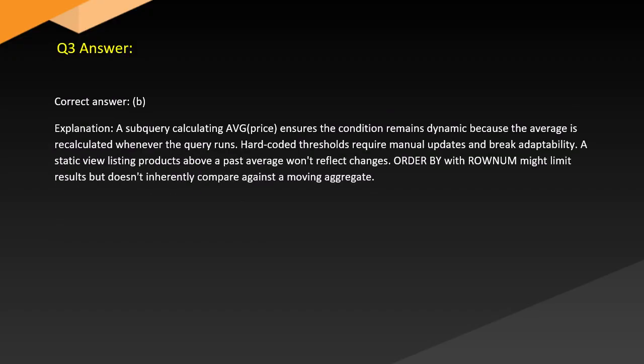Answer. Correct answer: B. Explanation. A subquery calculating AVG(price) ensures the condition remains dynamic because the average is recalculated whenever the query runs. Hard-coded thresholds require manual updates and break adaptability. A static view listing products above a past average won't reflect changes. ORDER BY with ROWNUM might limit results but doesn't inherently compare against a moving aggregate.